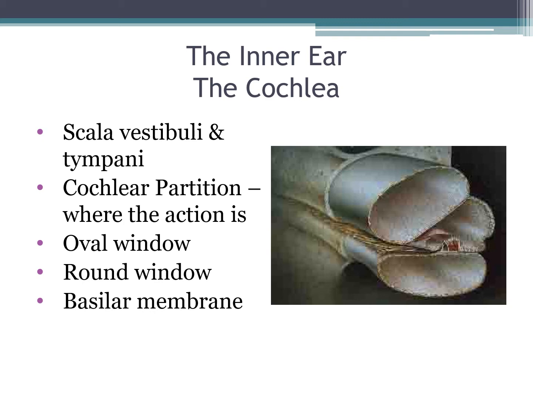So that's on the oval window. The liquid goes through the scala vestibuli, back through the scala tympani, and hits the round window in that bottom area. And I'm going to talk a little bit here about the basilar membrane, which is a membrane that is part of that cochlear partition.